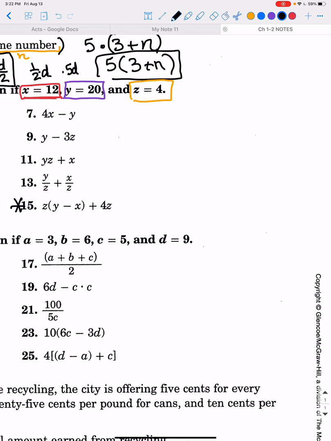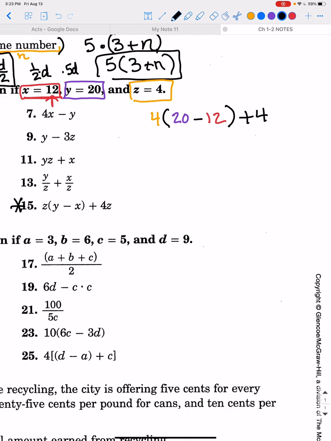So we have z, which I know z is 4. Okay. And then in parentheses, y, which y is 20, y minus x, and we know that x, we got that right here, right? x equals 12. And then on top of that, keep going, we have plus 4.